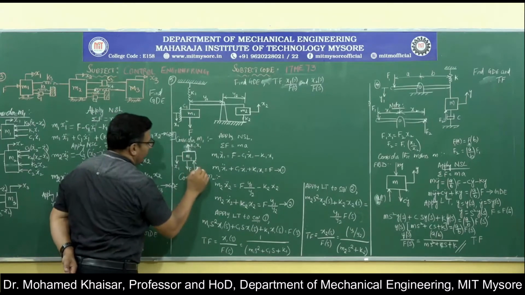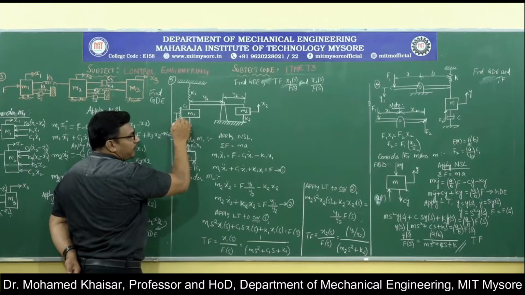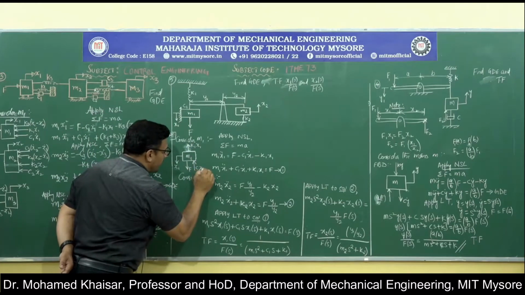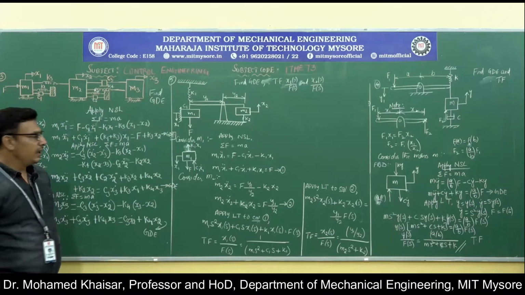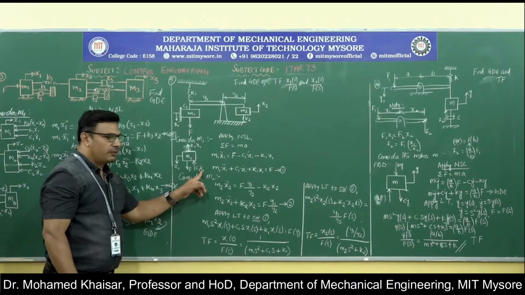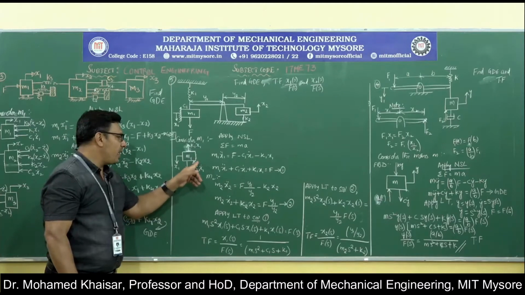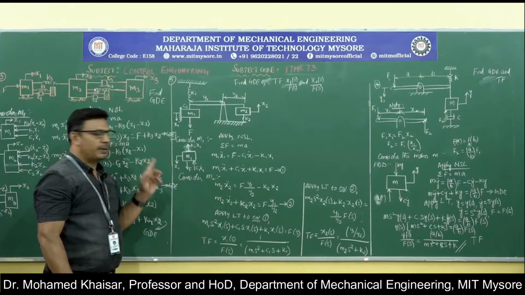So, C1 into the displacement is x1, so it is going to offer x1 dot as the resisting force. The damper is going to offer C1 x1 dot in a direction opposite to the direction of displacement.